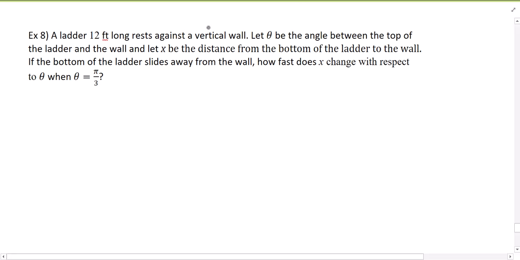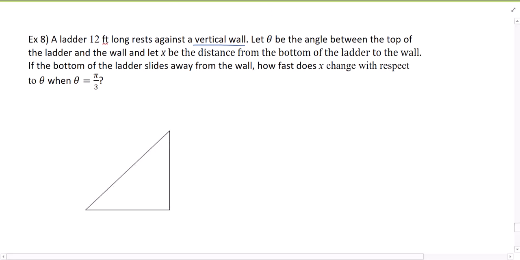Based on the fact that we have a vertical wall and then a ladder leaning against it at an angle, I'm inclined to draw a right triangle. So let me bring in a right triangle in here. All right, so now that I have my triangle here, we have the 12-foot ladder is over here. So this is the ladder.